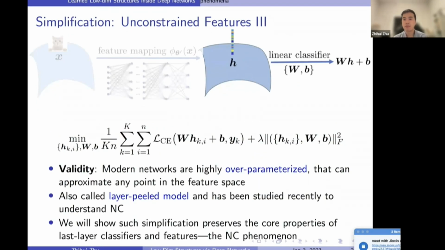Aside from simplifying the analysis, the rationale behind this unconstrained feature model is that modern networks are highly over-parameterized, so that we can approximate actually any point in the feature space, which means that the features can move anywhere for any input. This is also called the layer-peeled model. We will use this simplified model, and we will show that this simplification preserves the core properties of the last layer classifiers and features, in particular that we observe the neural collapse phenomenon.